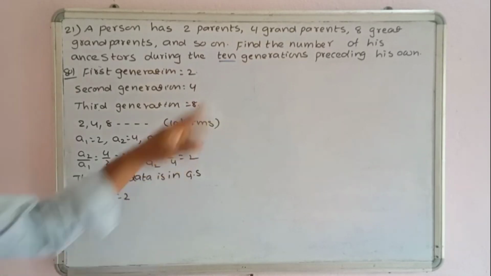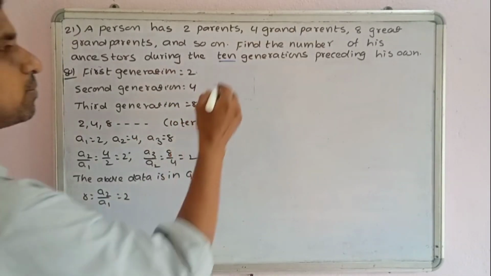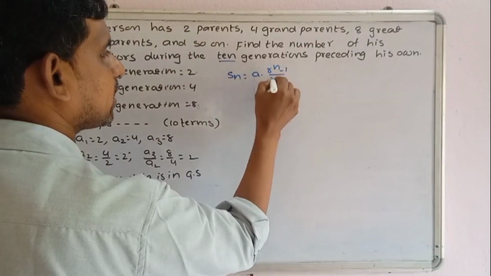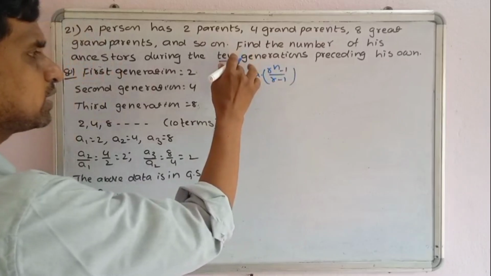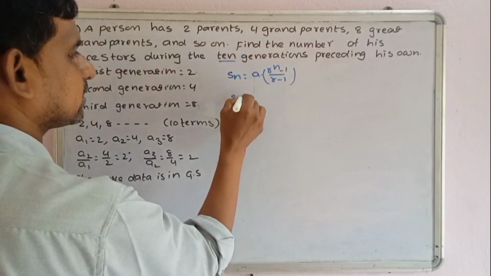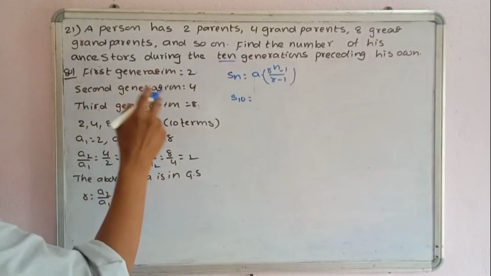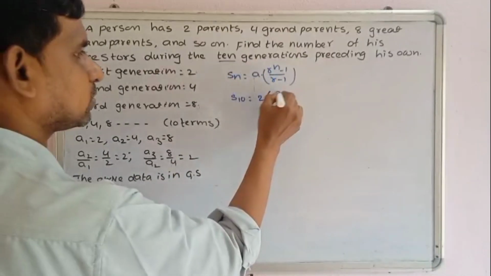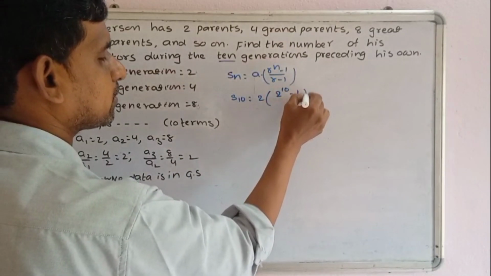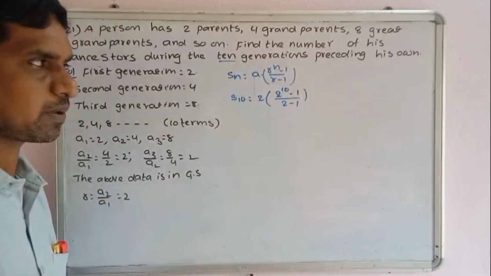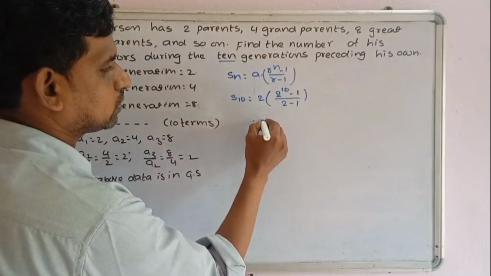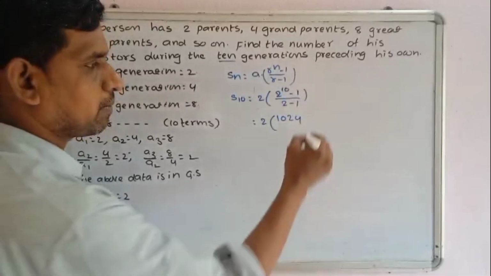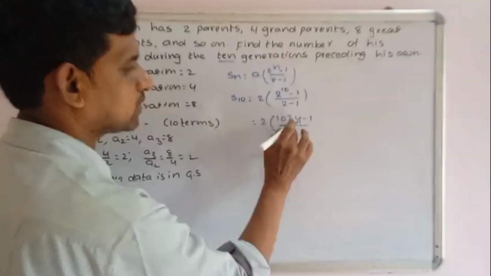Okay. Now find Sn. Sn is nothing but 10 generations. First, what is the Sn formula? Sn equals A into R power n minus 1 by R minus 1. Now I want 10 generations. S10 equals, A value how much? A is 2. 2 into R value, also 2, 2 power 10 minus 1 by 2 minus 1. Okay. So 2 times 2 power 10, whose value is 1024, 1024 minus 1 by 2 minus 1 is 1.